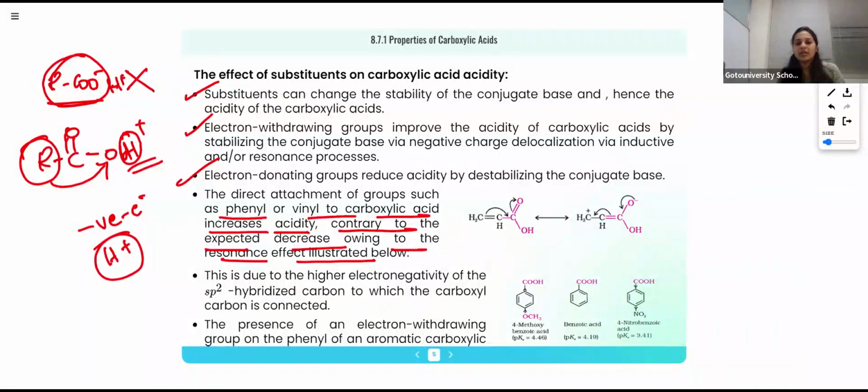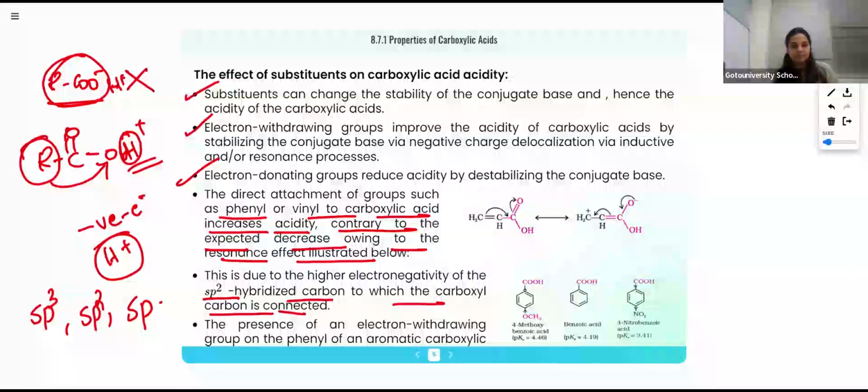This is due to the higher electronegativity of the sp2 hybridized carbon atom to which the carboxyl group is connected. If we are comparing sp3, sp2, sp hybridization: in sp3 carbon, the S character is 25%, and the remaining 75% is P character. In sp2, 33% is S and the remaining 66% is P. In sp, it is 50-50. So compared to sp3, sp2 has more S character.